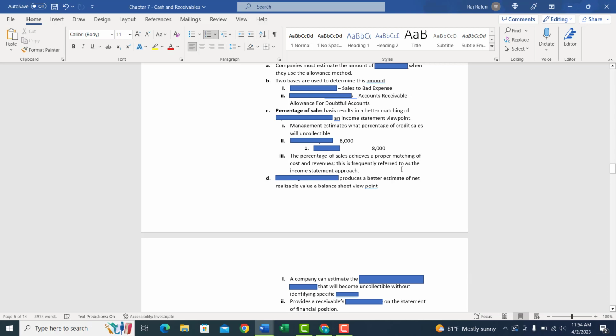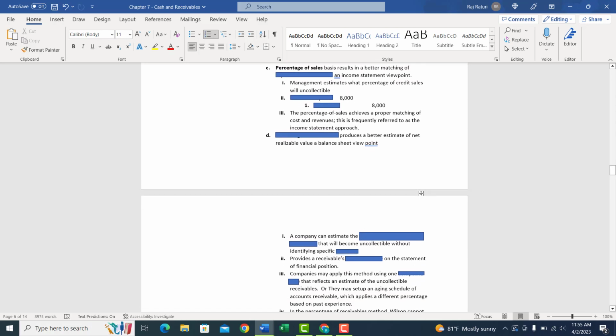So the percentage of sales basis results in a better matching of revenues and expenses from the income statement point of view. Management estimates the percentage of credit sales that will be uncollectible. You have a bad debt expense and allowance account. The percentage of sales achieves a proper matching of cost and revenues. This is frequently referred to as the income statement approach.